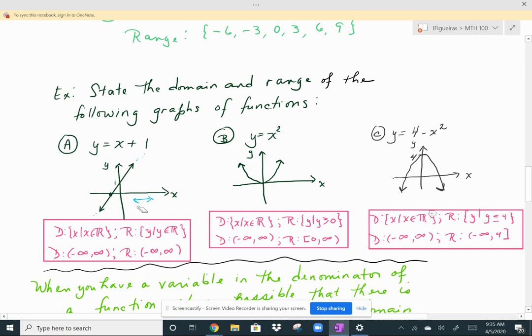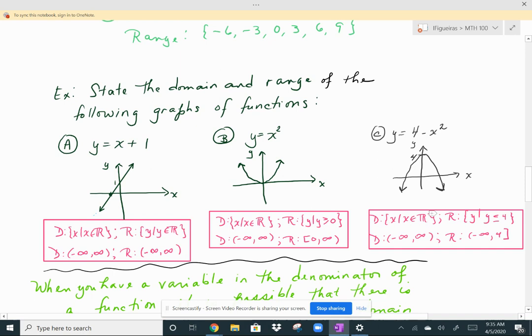All right, the same is true for range. Because this graph goes on and on forever, again in both directions, for any y value that you pick along the y-axis, positive, negative, or 0, you'll be able to find the corresponding point on the line. So your range is also all real numbers, and again it's stated in interval notation and in set builder notation.